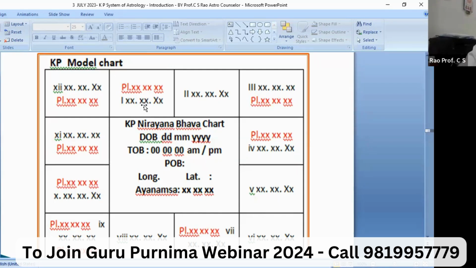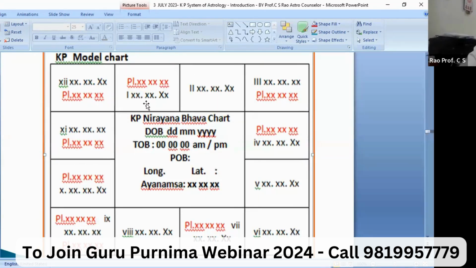The point is, the 12th cusp is at some degrees, and the planet is at a higher degree than that. That means the 12th bhava starts from that degree to this degree in Aries. Suppose the 12th cusp starts from 20 degrees, let us say. The planet marked here is less than 20, below that. So this 12th cusp starts from Pisces, some 20 degrees, let us say, to Aries, first bhava, 12 degrees, let us say. So the planet marked in red color is in the 12th bhava. It is not in the first bhava.